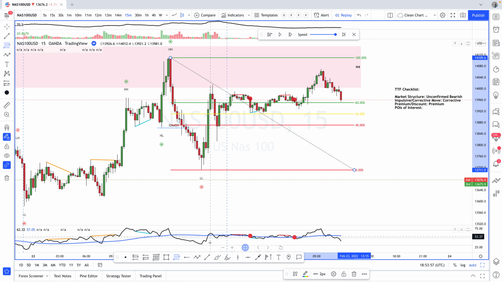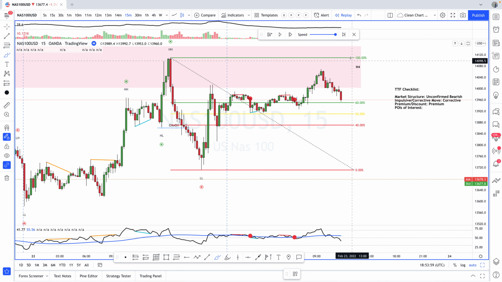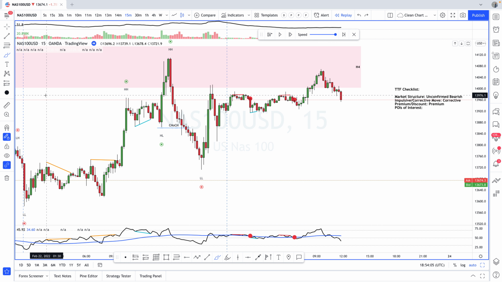And then instantly, what do you see? You see that price is here between our 160, which is in our premium zone. So we're in premium both in 4-hour and on 15 minutes, which gives us a high confidence for sell. But now we just need to find our POI of interest.